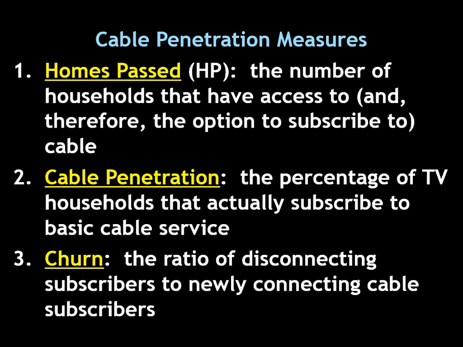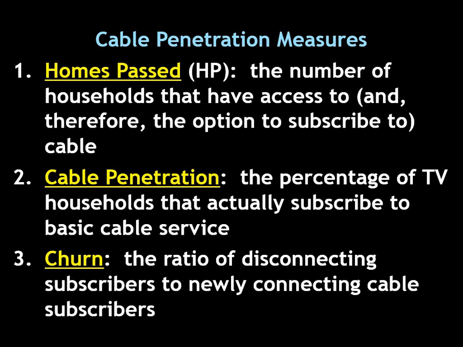All right, cable penetration measures. Homes passed, or HP, is the number of households that have access to and therefore have the option to subscribe to cable. This would be kind of similar to the reach statistic that we talked about earlier. If a cable service runs past your house, you would be counted in the homes passed figure, whether or not you actually subscribe to cable. Meanwhile, cable penetration is the percentage of TV households that actually subscribe to basic cable service.